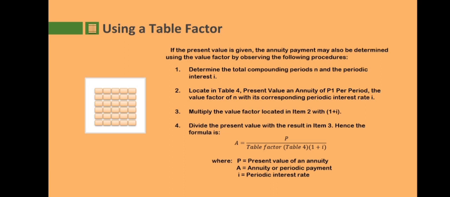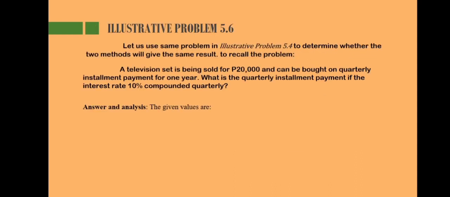Hence, the formula is A is equal to P over the table factor from table 4 times 1 plus I, where P is the present value of an annuity, A is the annuity or periodic payment, and I is the periodic interest rate. For example, let us use the same problem in illustrative problem 5.4 to determine whether the two methods will give the same result. To recall the problem, a television set is being sold for 20,000 pesos and can be bought on quarterly installment payment for 1 year. What is the quarterly installment payment if the interest rate is 10% compounded quarterly? Answer and analysis.